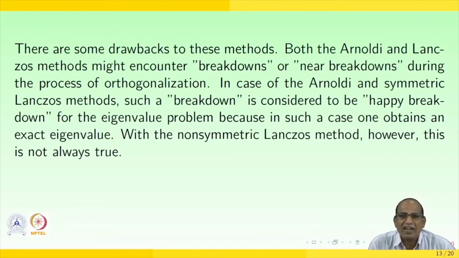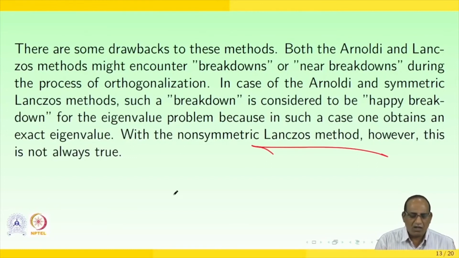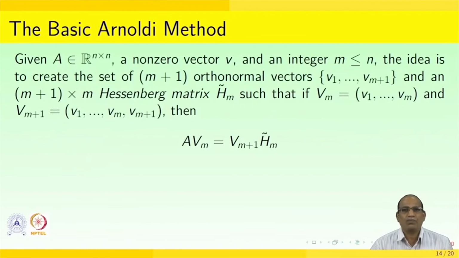There are some drawbacks to these methods. Both the Arnoldi and Lanczos methods might encounter breakdowns or near breakdowns during the process of orthogonalization. In the case of the Arnoldi and symmetric Lanczos methods, such a breakdown is considered a happy breakdown for the eigenvalue problem, because in such a case one obtains an exact value. However, this is not always true with the non-symmetric Lanczos method.